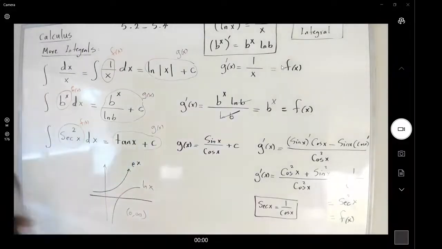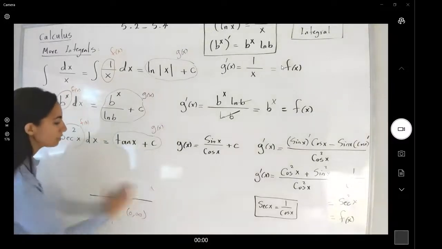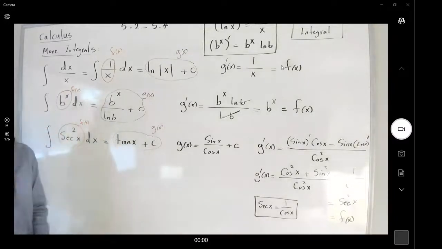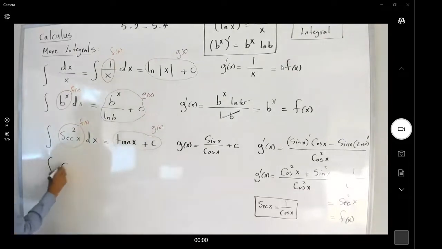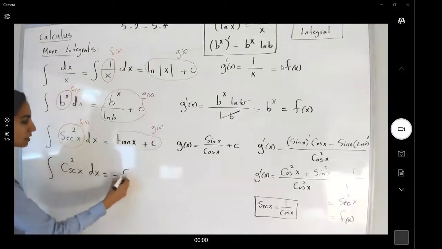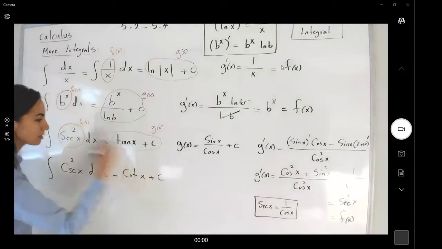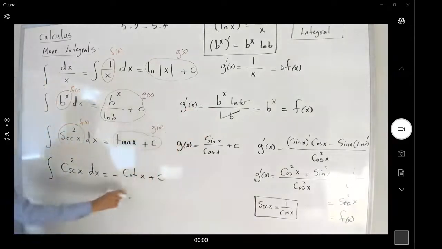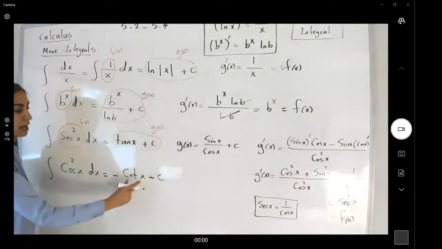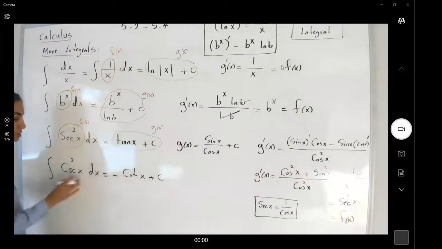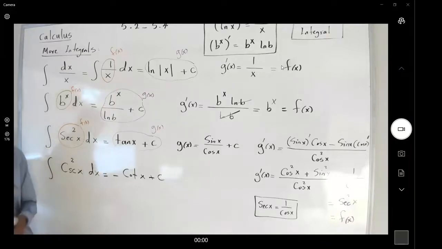Very well. So now, what about the integral of cosecant squared? The integral of cosecant squared of x dx is negative cotangent x plus c. By the same method, you can take the derivative of negative cotangent and show that it is equal to cosecant squared.